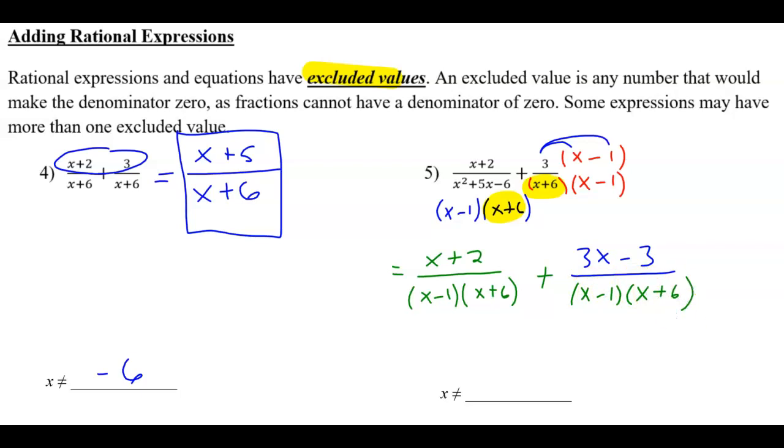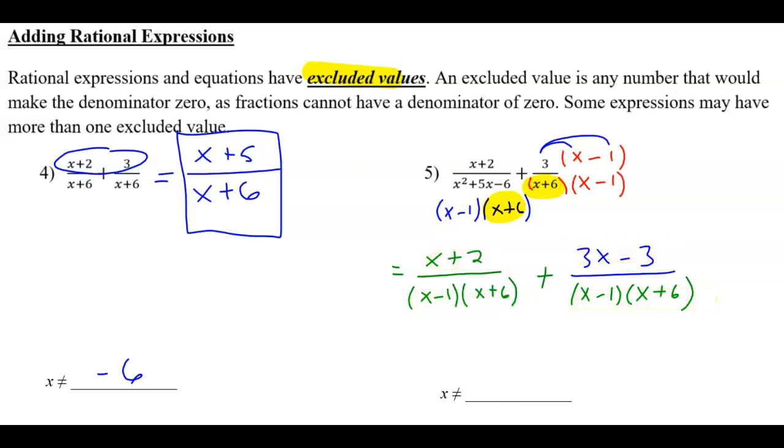Now remember, you only add across the top. That is why I'm keeping the bottom factored. That one doesn't really matter. I don't need to add anything together. But the top has to be in standard form. It cannot be factored because we have to add these terms together.